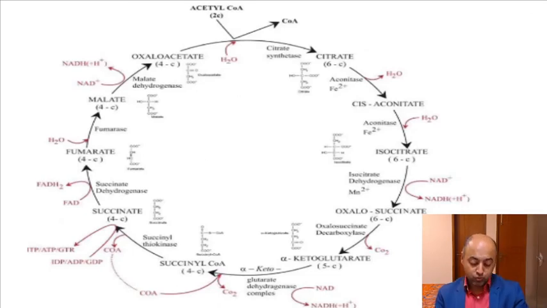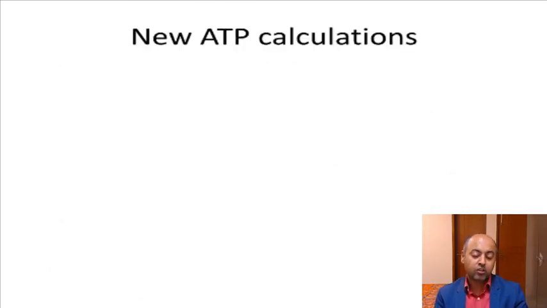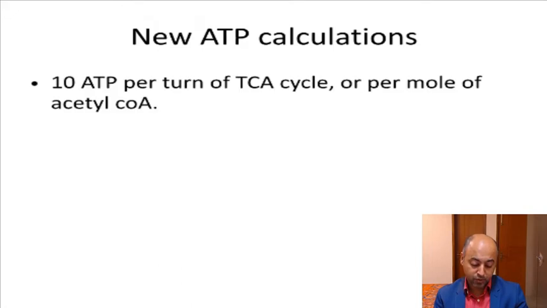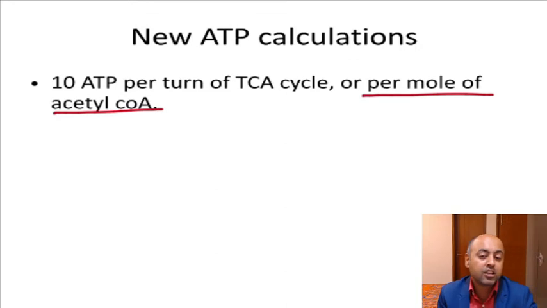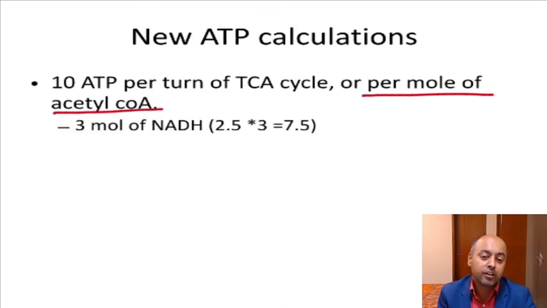Now we come to the Krebs cycle. I'll not go into the Krebs cycle proper. What you have to understand is the calculation in the Krebs cycle. 10 ATP are generated per turn, or you can say per mole of acetyl coenzyme A. You get the 10 ATP. How do you get 10 ATP?